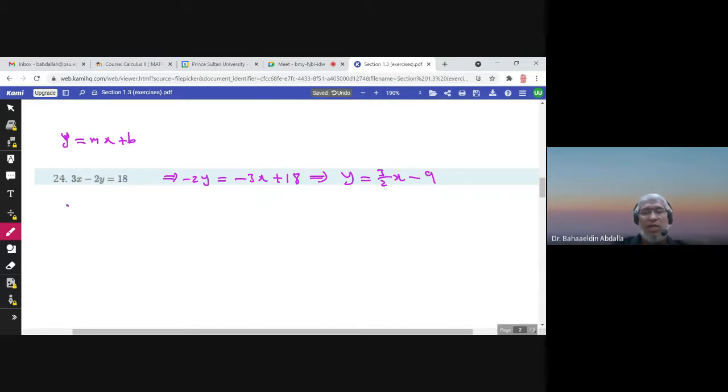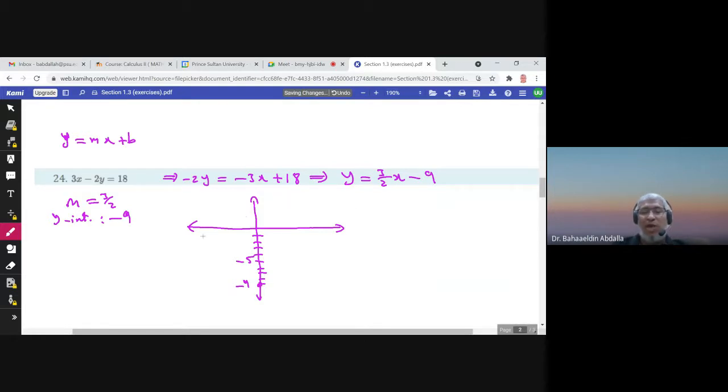So now we can see that the slope is 3 over 2 and the y-intercept is -9. Now to sketch the graph of this line, we can put the y-intercept, which is -9, on the axis: -1, 2, 3, 4, 5, 6, 7, 8, 9. So this is -9. This is the y-intercept.